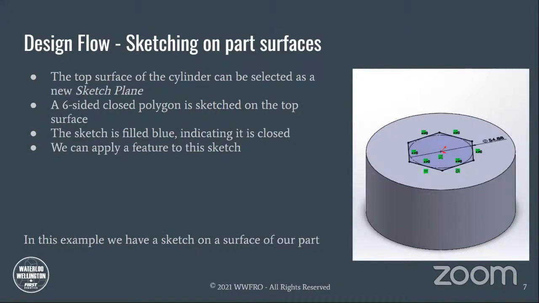So if we were to take a 6-sided polygon on the top surface, we can just click on that top surface, and that's where a sketch appears. So you can see it's quite clear now that the sketch is on the top. It's filled blue, so we know it's a closed feature, or a closed sketch, and we can apply a feature to that.